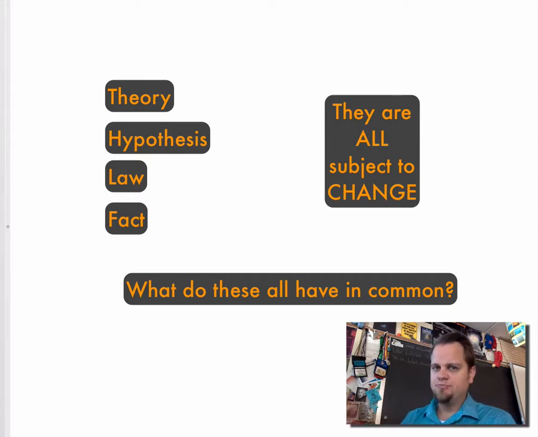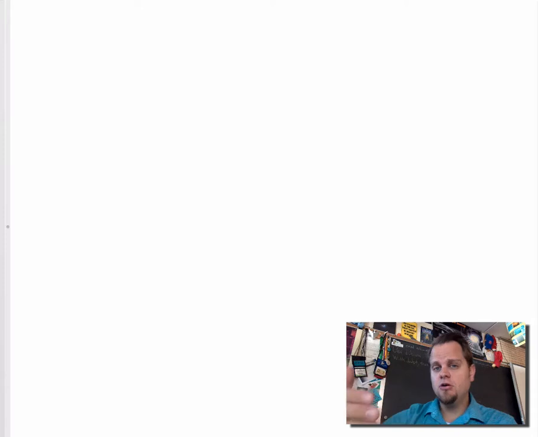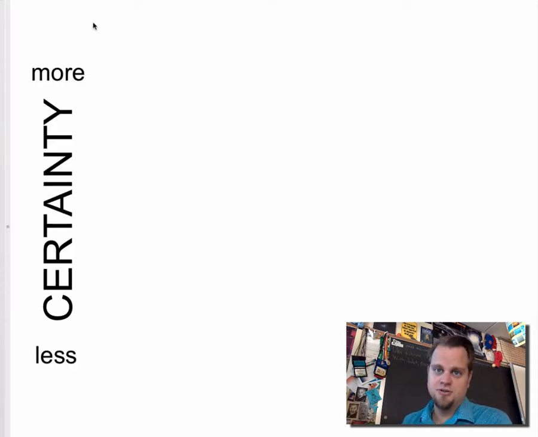So let me explain that a little bit here. Now, if they're all subject to change, that means that some of them scientists are more certain of than others. So, when we make this web diagram of all these words, we need to have a scale. And that scale is the certainty scale. Down at the bottom, we have things we are less certain about. Up at the top, we have the things that we are more certain about.